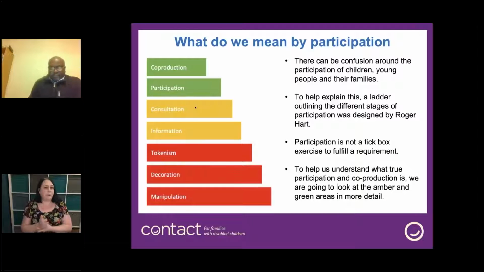So what we're going to talk about now is what do we mean by participation? I think it's fair to say that participation potentially has been used as a bit of a buzzword, and can often be a bit confusing around what participation is, not just within parents but also within providers. So to help us, there's several different things that we can use, but we've chosen to pick the ladder of participation that was designed by Roger Hart, which is on the screen now.